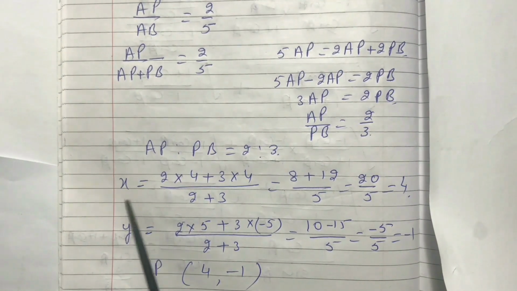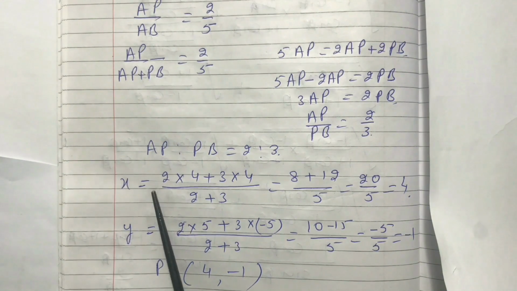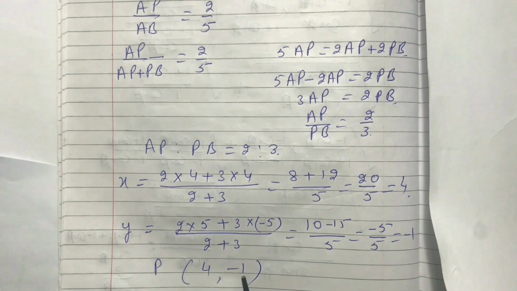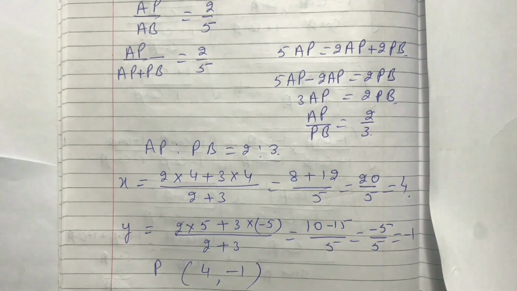Now find the coordinates of X, find the coordinates of Y. So you know how to find the coordinates of X and Y. You all know about it. That will come out to be 4 minus 1. So the answer is the coordinates of P are 4 minus 1.